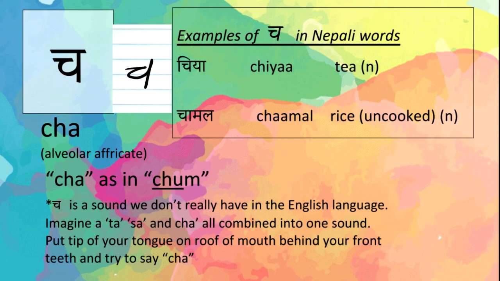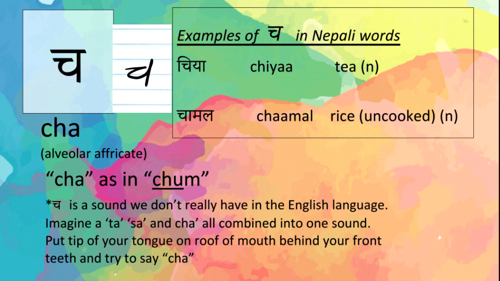The next letter is tsa. Now this is a sound we don't really have in English. Even though we'd write it with CHA, we wouldn't actually pronounce it like cha. Imagine trying to say ta, sa, and cha all at the same time, and you sort of get tsa.